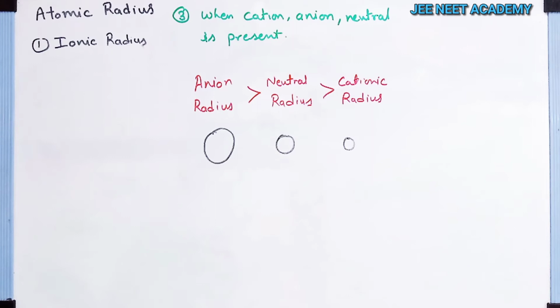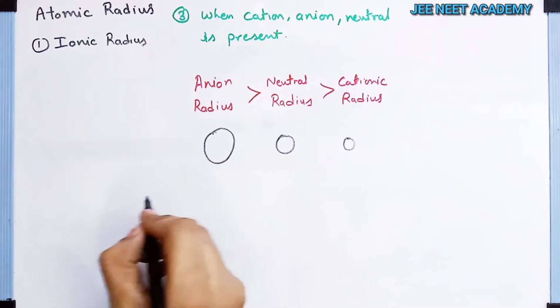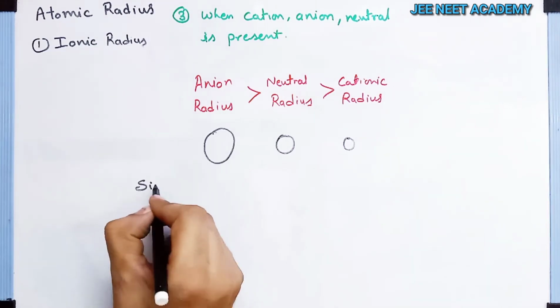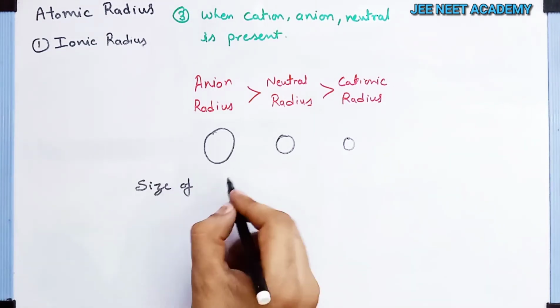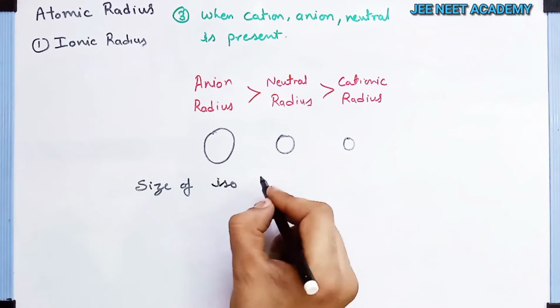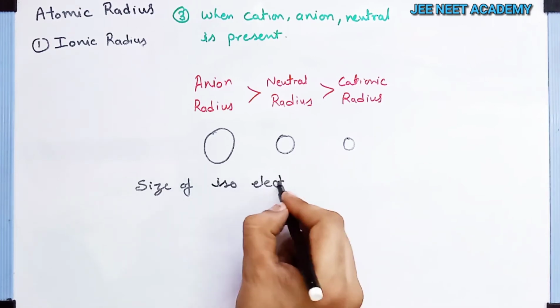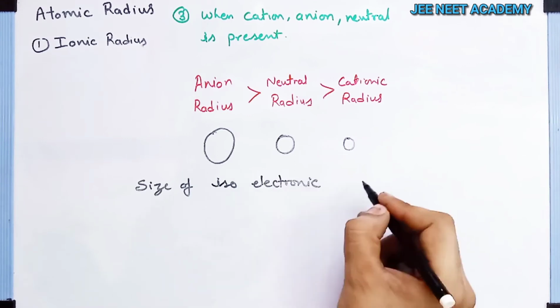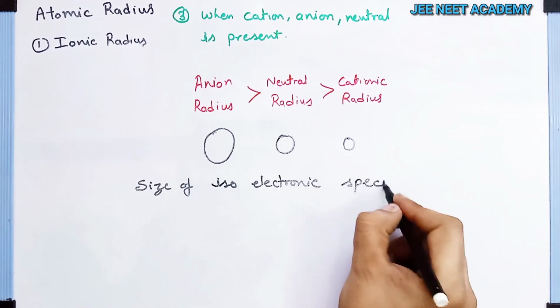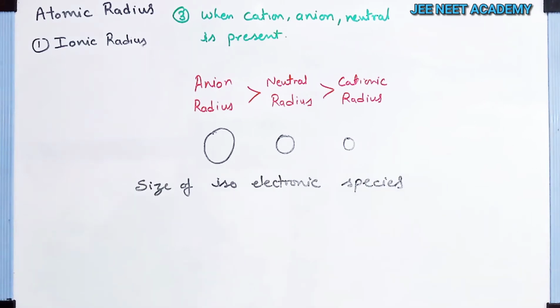Size of isoelectronic species. In this we will see one concept, size of isoelectronic species. Here iso means same and electronic means electrons. So same electrons, when the species are having the same number of electrons.